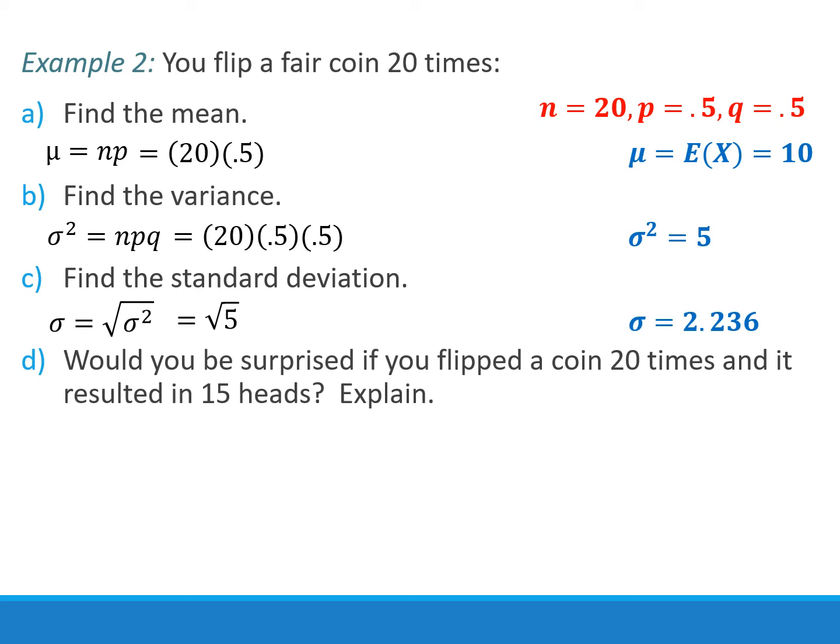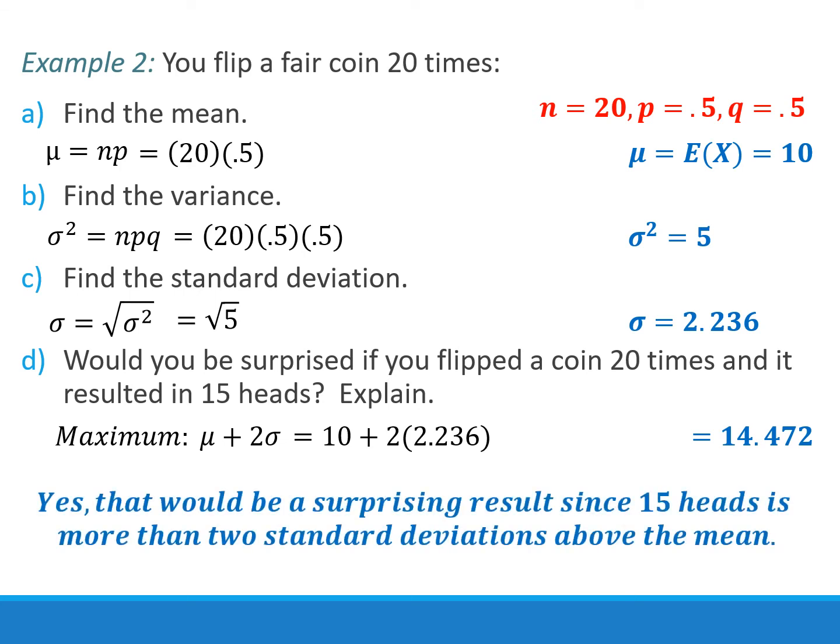Would we be surprised if we flipped a coin 20 times and it resulted in 15 heads? Explain. Well, we want to use the minimum and maximum usual values. So in other words, is 15 more than 2 standard deviations from the mean? Our maximum usual value would be 14.472. 15 is above that. It's beyond 2 standard deviations from the mean. So it would be surprising to get 15 heads if we flipped a coin 20 times.